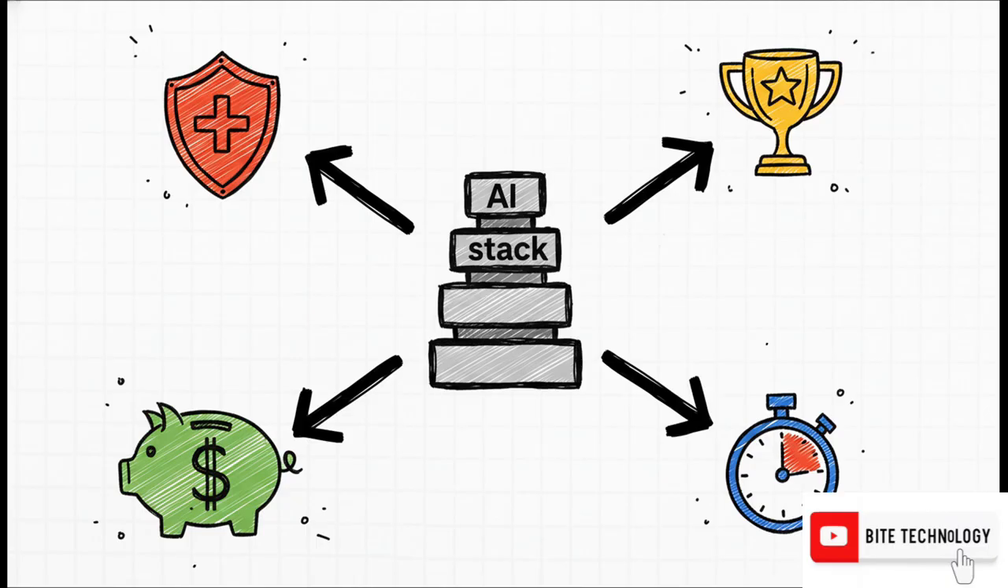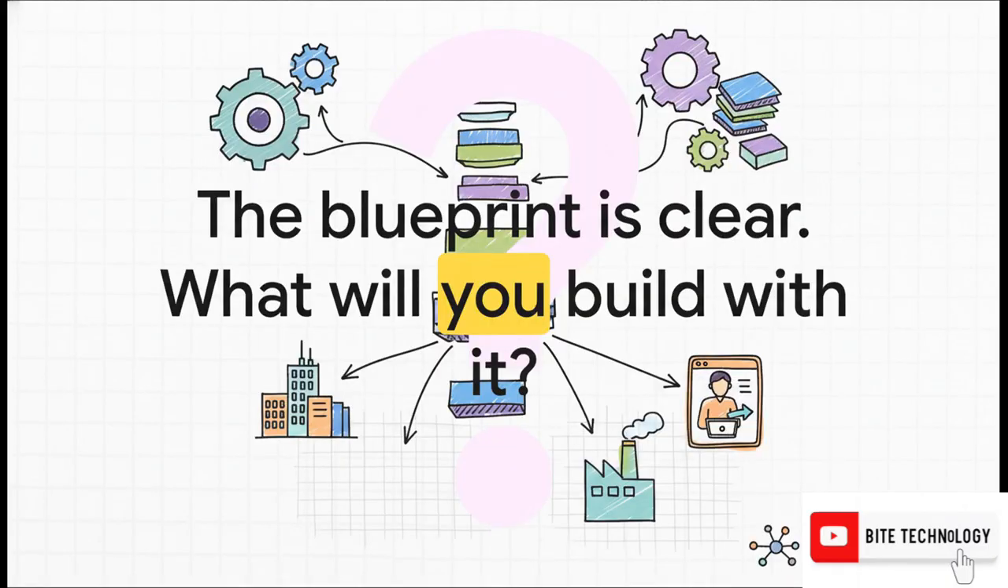They're all connected. So when you understand how all of these layers fit and work together, you can start making smart, practical choices to build AI systems that actually solve real-world problems. The blueprint is clear. The only question left is, what will you build?